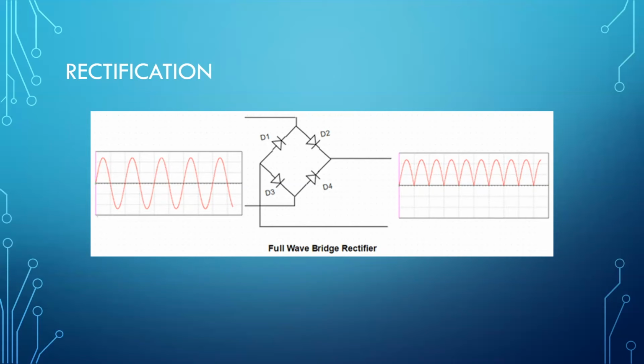For the first half cycle of the AC voltage, diodes D2 and D3 are forward biased, while D1 and D4 are reverse biased. And in the second half cycle, diodes D1 and D4 are forward biased, while the others are reverse biased.